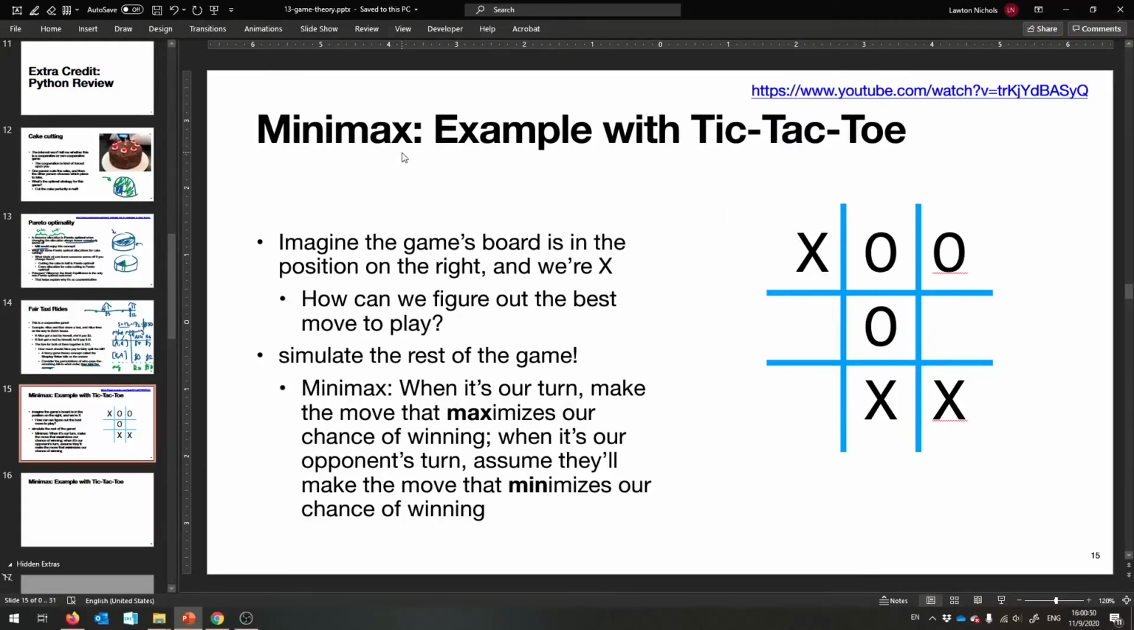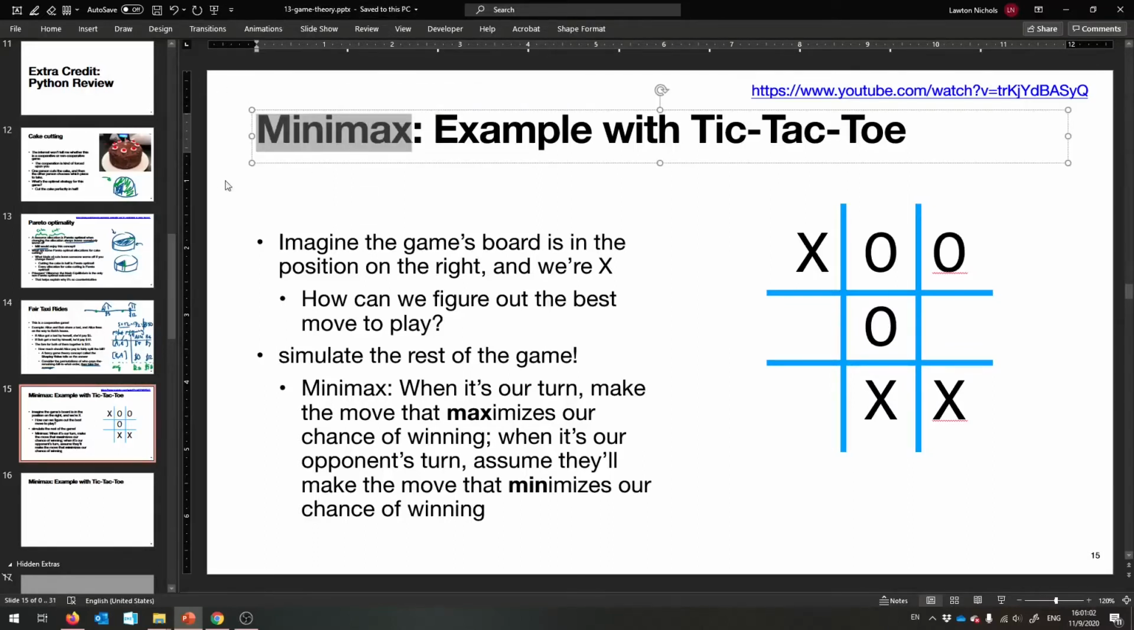So, Tic Tac Toe is a game, of course, obviously, and if you were a computer, like, how would you win? There's a way. There's a way called Minimax, which is a fun little word, and this is a strategy. It's a type of strategy, okay?